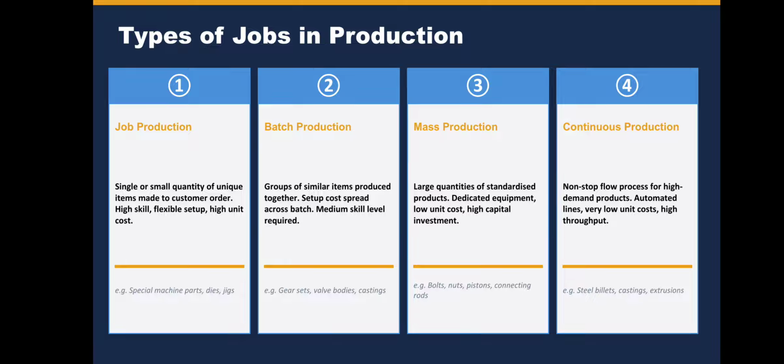The second one is batch production. Batch production means groups of similar items produced together. Setup cost is spread across the batch, and a medium skill level is required. Simply we can say groups of similar items produced together. For example, gear sets, valve bodies, castings, etc. are examples of batch production.